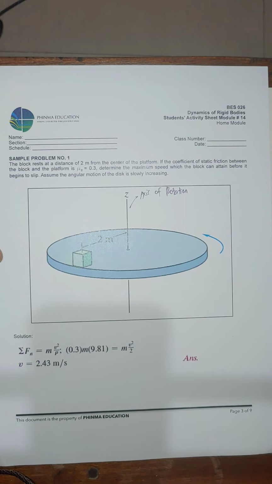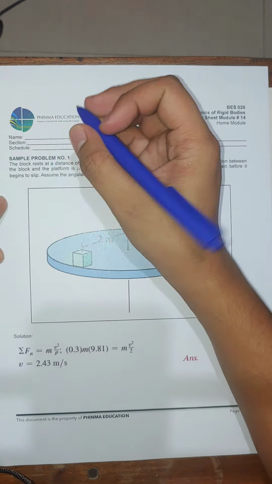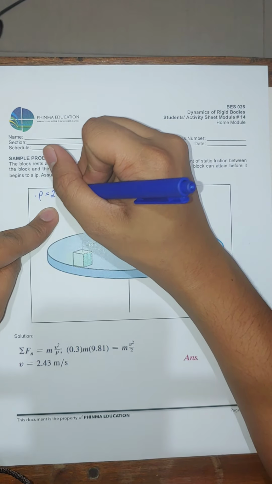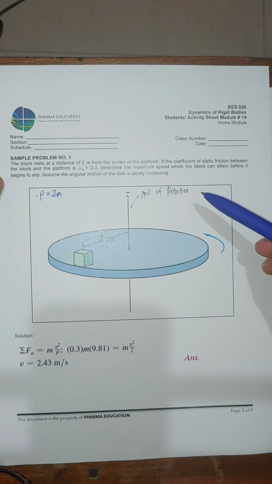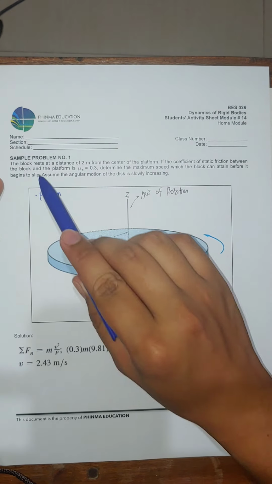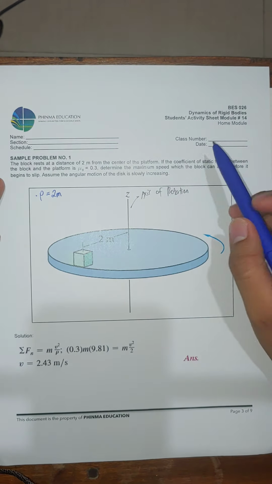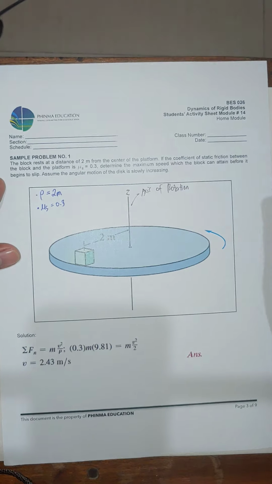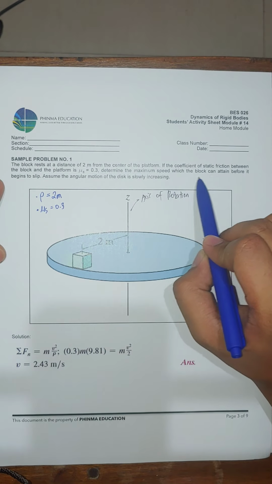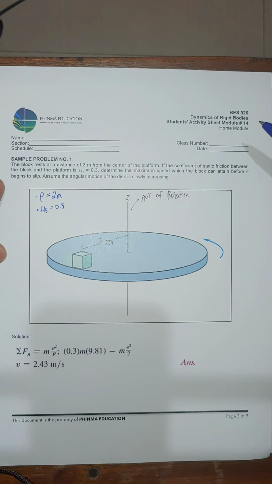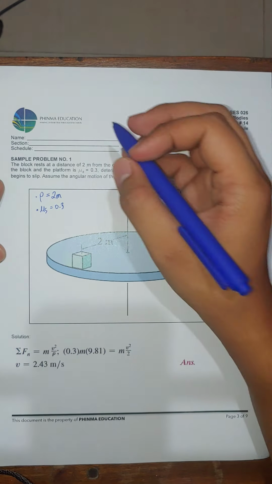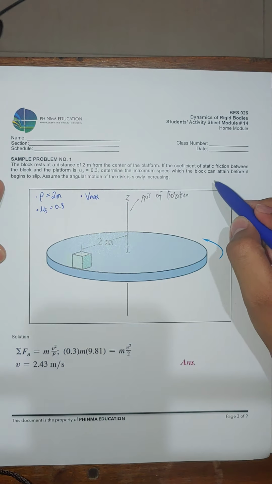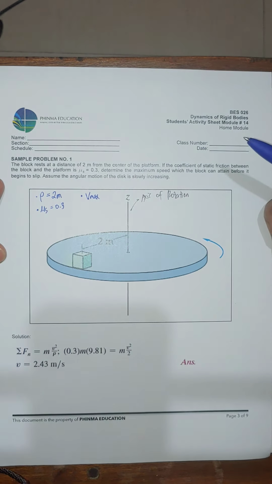Therefore, if we write the given, the first given is that the radius of curvature, the radius of rotation, is 2 meters. Then, the coefficient of static friction between the block and the platform is mu s equals 0.3. We were asked to determine the maximum speed which the block can attain before it begins to slip. Assume the angular motion of the disk is slowly increasing. So the maximum speed, or Vmax, just before the block begins to slip.